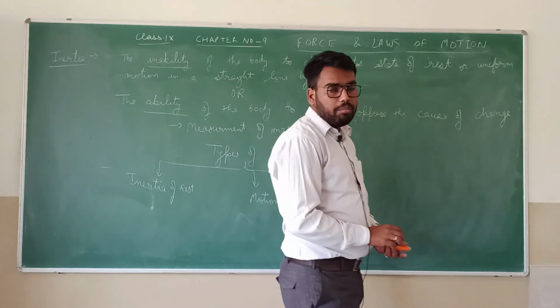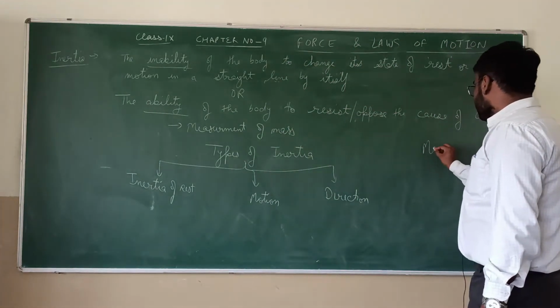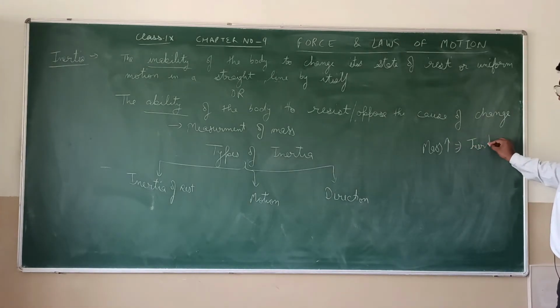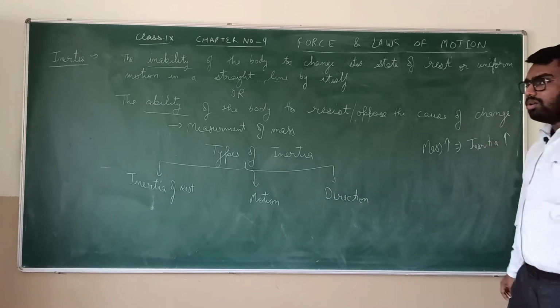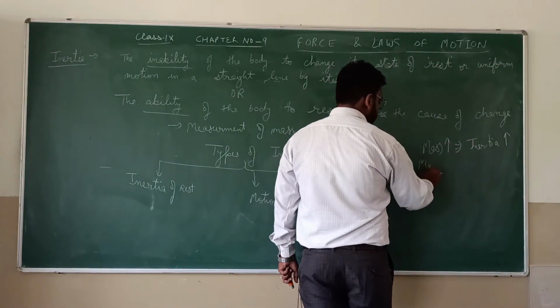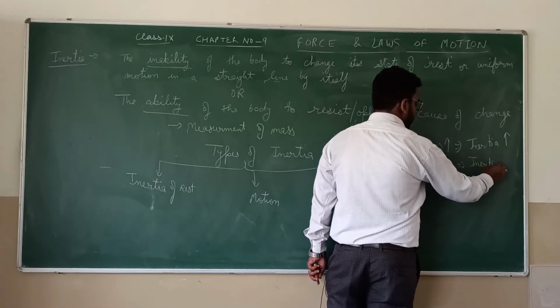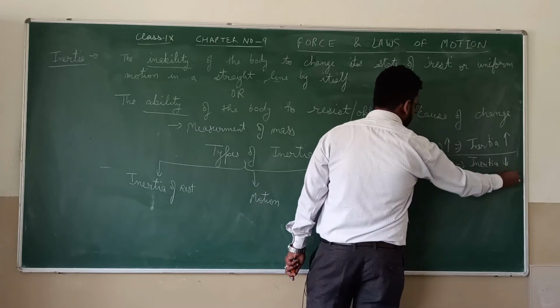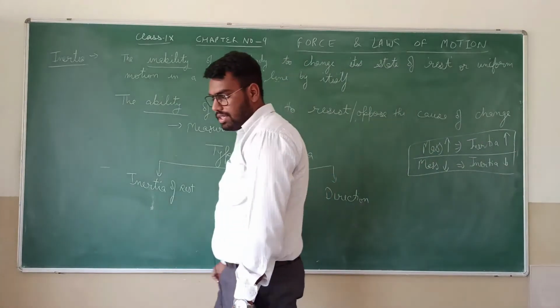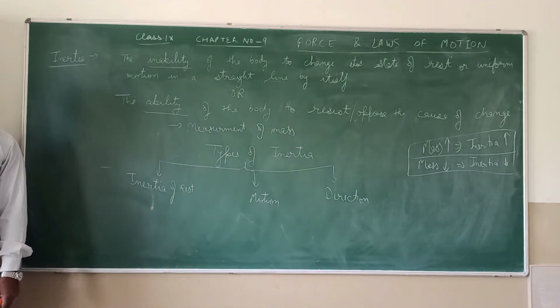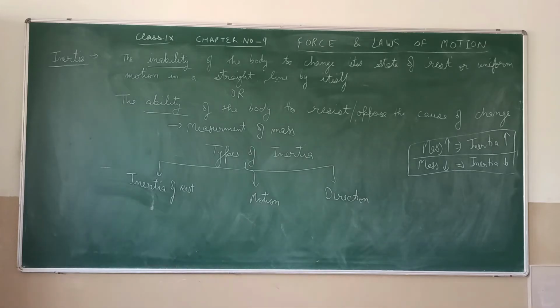That means if mass is more, then inertia is also more, and if mass is less, then inertia is also less. That means inertia depends on mass. This is the simplest thing we can learn from inertia: that it depends on mass. If mass is more, inertia is more, and if mass is less, inertia is less.